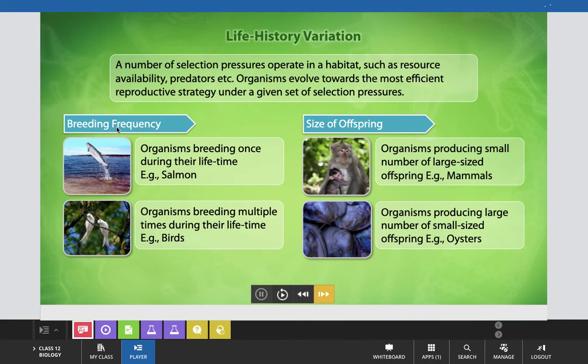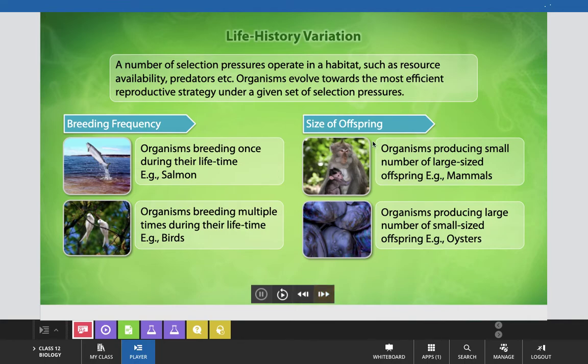Now here, breeding frequency, and here you can see that size of offsprings. Is there any relationship between that? Now we will see with the help of these examples. Breeding frequency, like in case of organism breeding once during their lifetime, for example in salmon fish, which is breeding once during their lifetime. And here certain organisms like birds breeding multiple times during their lifetime. Means that variation you can see on the basis of breeding frequency in different population.